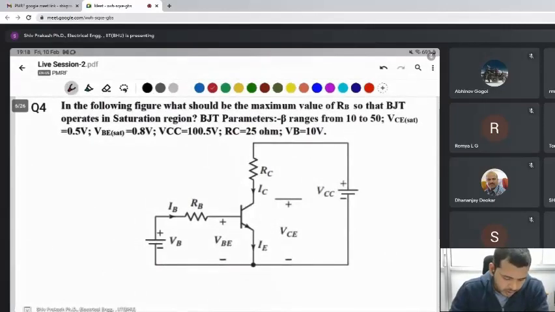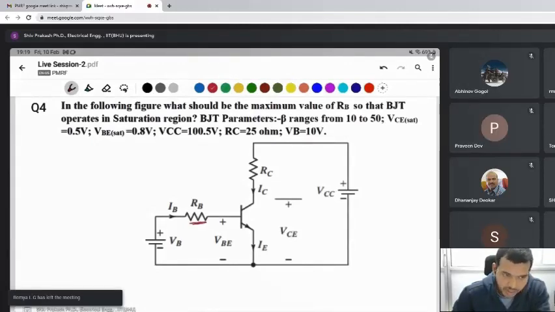Question number 4 is given. In the following figure, what should be the maximum value of RB? This resistance is what is being asked. The BJT is operating in the saturation region. The BJT parameters are given: beta ranges from 10 to 50, VCE saturation is 0.5 volt, VBE saturation is 0.8 volt, and VCC is 100.5 volt.